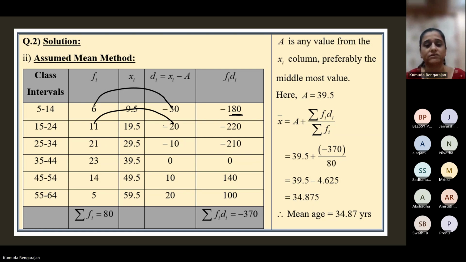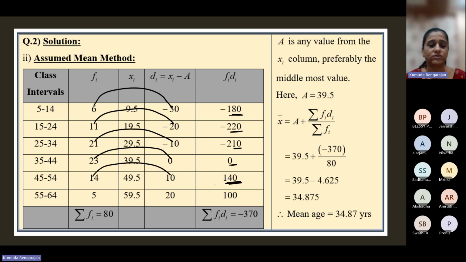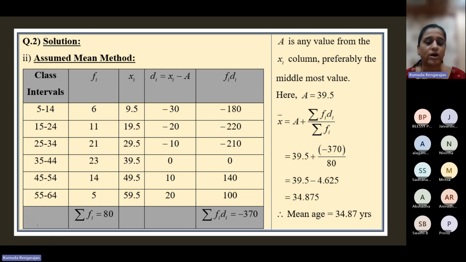fi di. fi di minus 210. fi di 0. fi di 140. fi di 102. All right. So like this, finding the products, we complete the fi di column.